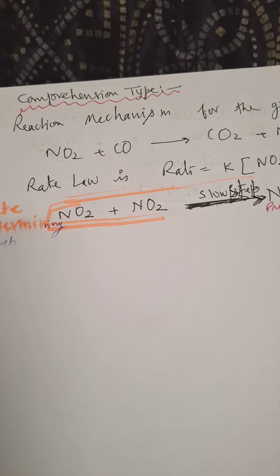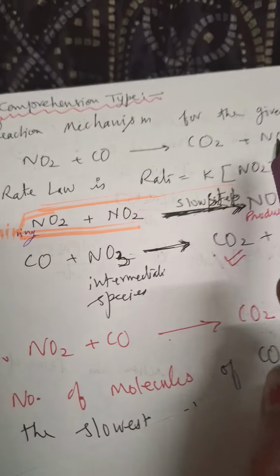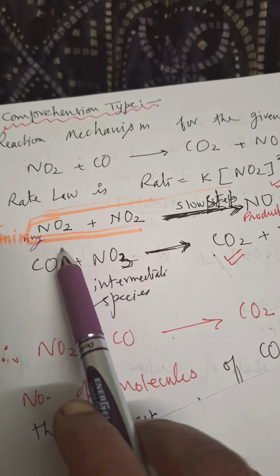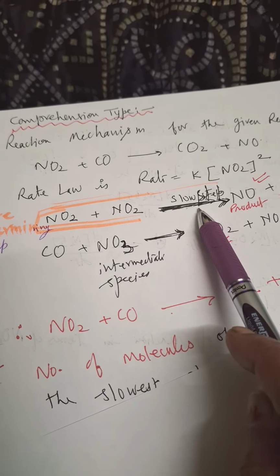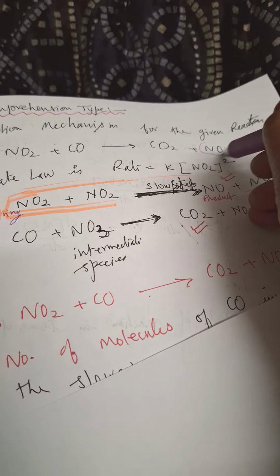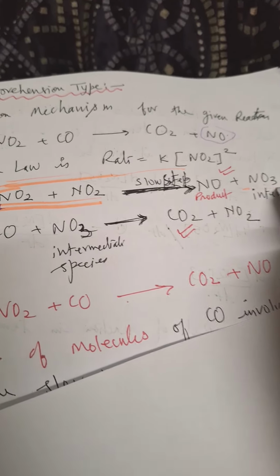So for that we have to do like this. Two times we will take NO2, because with respect to NO2 the order is 2, meaning NO2 two times I have to write. And this is the rate determining step, the slowest step, and formation of product. This NO is in the product. So NO is formed here, and one intermediate NO3 is also formed.